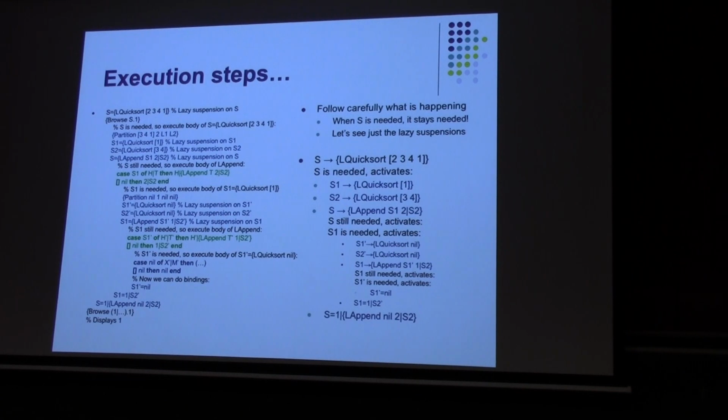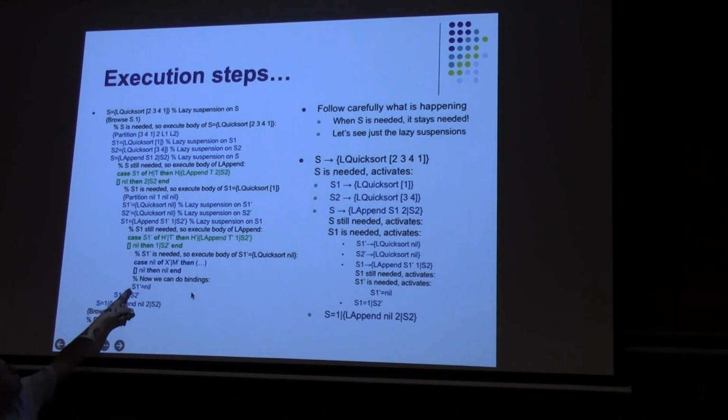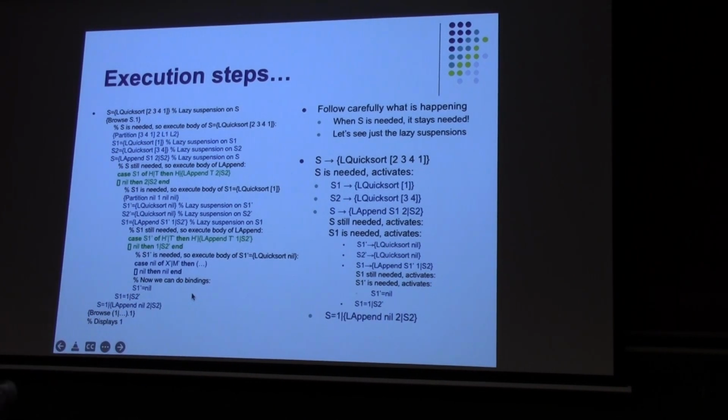Okay? So that means the Append will activate immediately. So this creates this lazy suspension. It's created, and it's immediately activated, because the wait needed is just going to go on. Okay? So again, I will execute the body here of a case of S1 prime, which is the first argument here. This one needs S1 prime. Now notice S1 prime is equal to L quicksort of nil. So that's a lazy suspension. So that one will wake up. But that's easy because now the argument is nil, the result is nil, and now we start doing bindings. S1 prime will now be bound to nil.